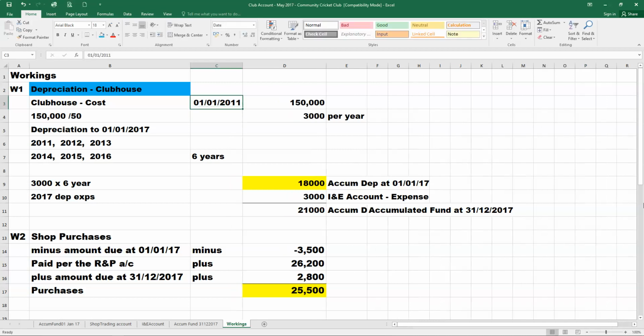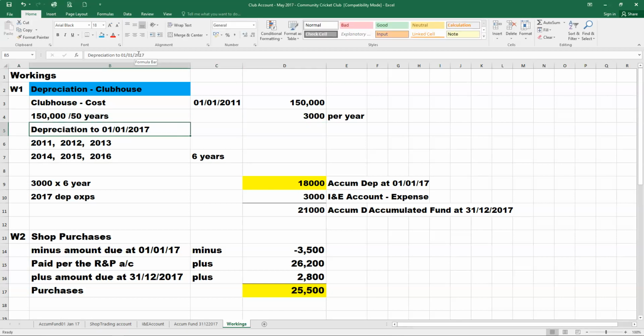So I need to see how much depreciation has been claimed so far. So find out how much per year first depreciation I'm going to be charging. So it's 150,000 is my cost divided by 50 years, which gives me €3,000 per year.